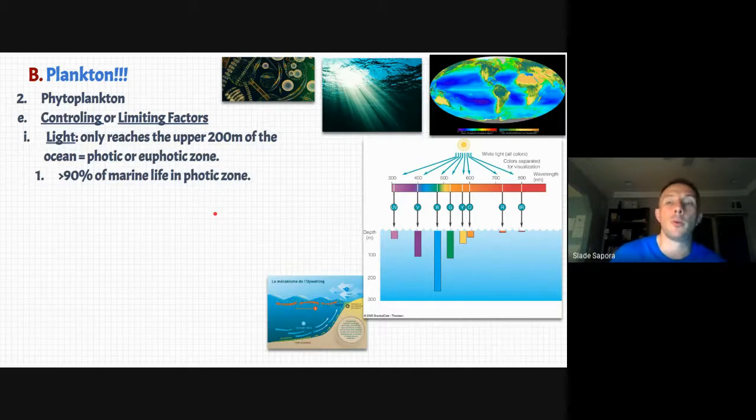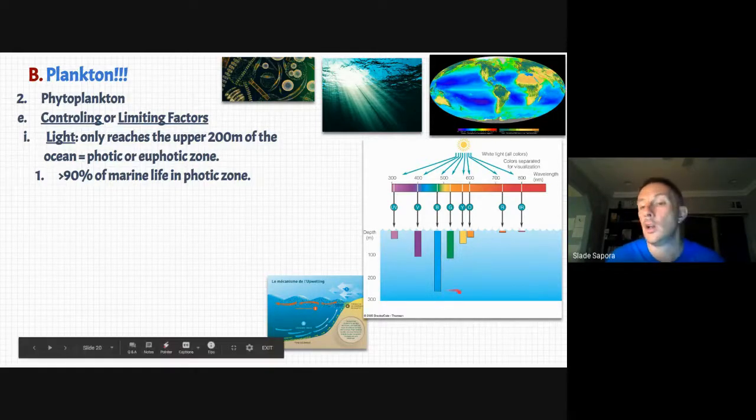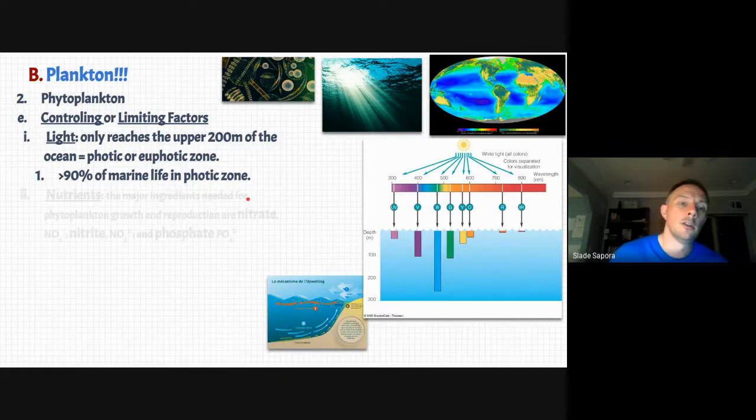90% of all marine life is in this upper 200 meters then. This up in here is the photic zone. This is where photosynthesis is happening. Below this, no photosynthesis, so not much life at all.